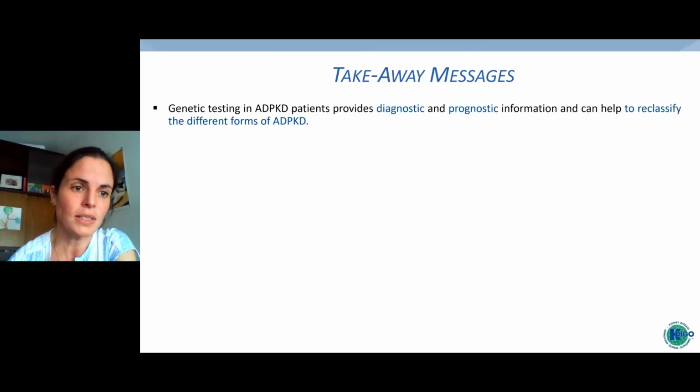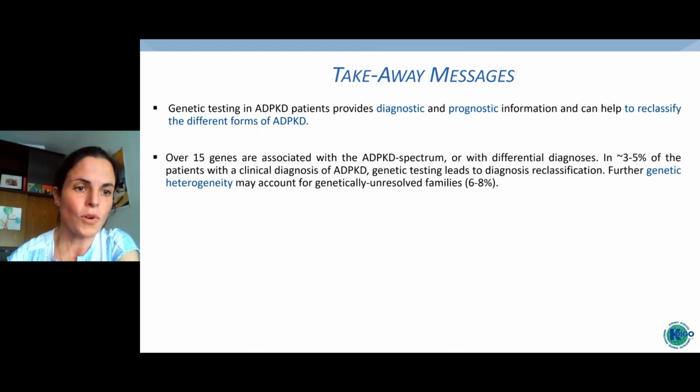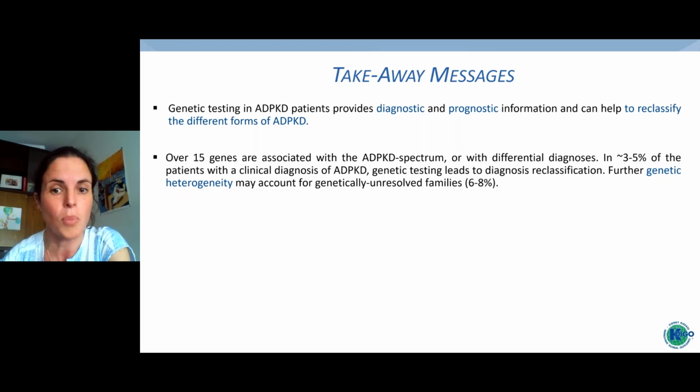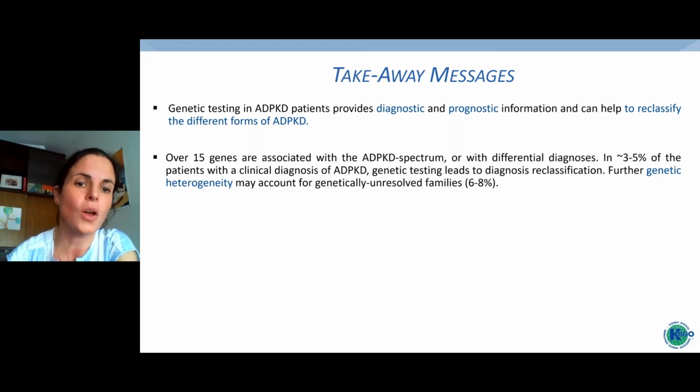So takeaway messages: genetic testing in ADPKD patients provides diagnostic and prognostic information and can help to reclassify the different forms of ADPKD. Over 15 genes are associated with the ADPKD spectrum or with differential diagnosis. I would say that in 3 to 5% of the patients with a clinical diagnosis of ADPKD, genetic testing leads to diagnosis reclassification, and so this is important. Further genetic heterogeneity may account for genetically unresolved families, which are currently 6 to 8% of the cases.